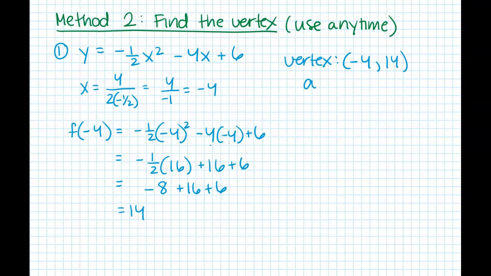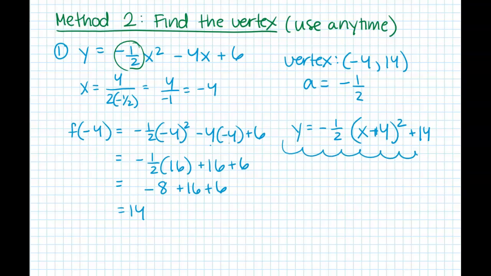And then we just need our a value. Our a value is always right out in the front, the coefficient on the x squared. So a is negative 1/2. In vertex form, we have y equals negative 1/2, our a out front, times x minus the x-coordinate of the vertex. X minus negative 4 is x plus 4, squared, plus the y-coordinate of the vertex. So y equals negative 1/2 times x plus 4 squared plus 14.